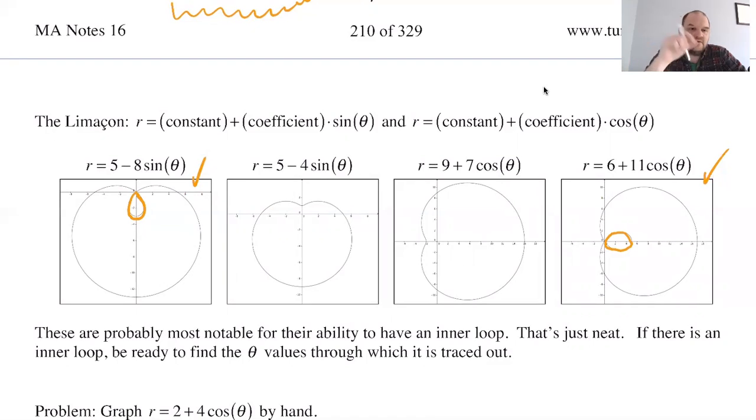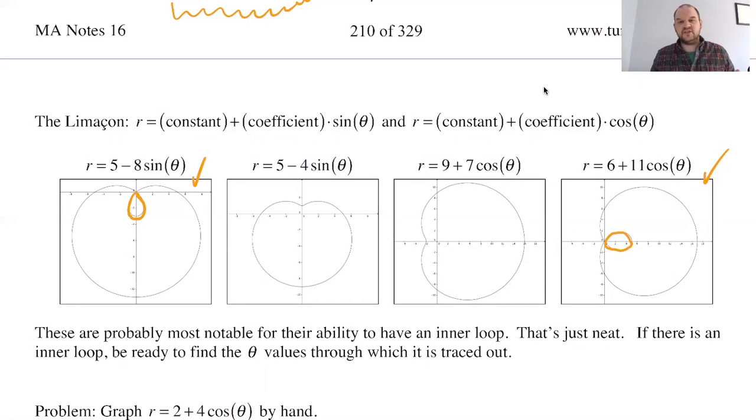For the two we put check marks next to, we have 5 minus 8 sine. So the constant is 5. The coefficient is, I'm going to say the magnitude of the coefficient, 8. The coefficient is bigger than the constant. For the other one with an inner loop, we have 6 plus 11 cosine. The constant is 6, and the coefficient is 11, so the coefficient is bigger again. So it looks like if the coefficient is bigger than the constant, we will get an inner loop. We're going to find out that that's actually true.